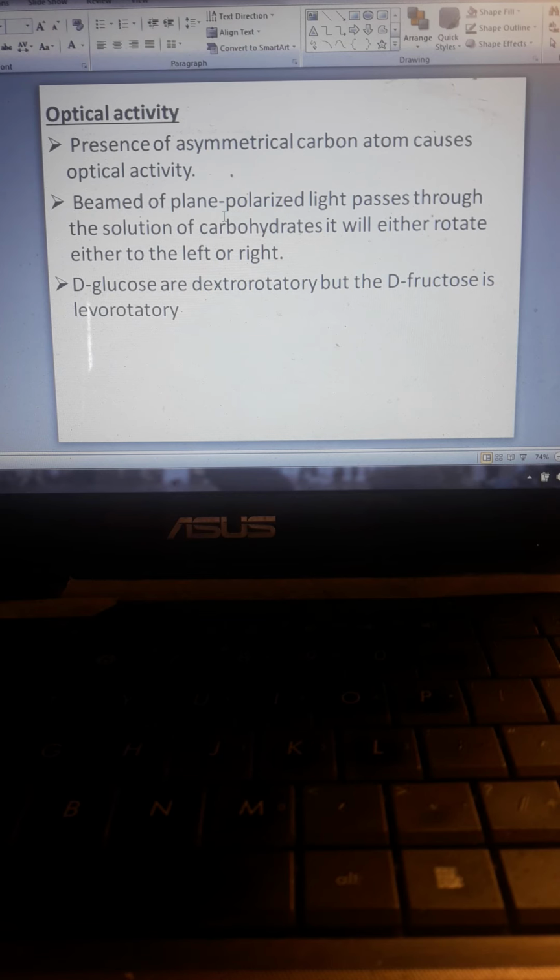Next, optical activity. The presence of asymmetrical carbon atoms causes optical activity. So it is based on the mirror images, or on a beam of plane polarized light passing through a solution of carbohydrates. It will rotate either to the left or right, using an instrument known as a polarimeter. So D-glucose is dextrorotatory, but D-fructose is levorotatory. D-fructose is also called levulose, because it is levorotatory, based on the structure.